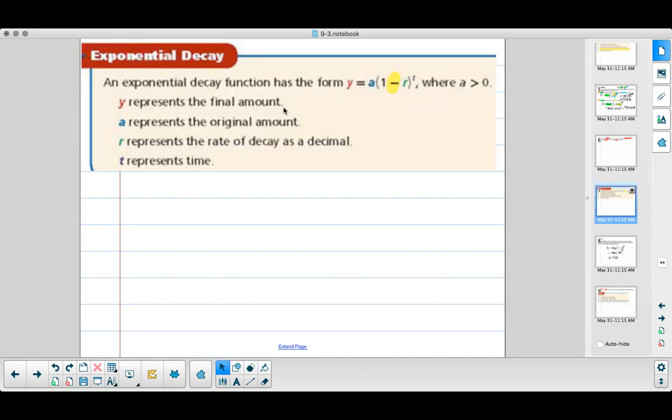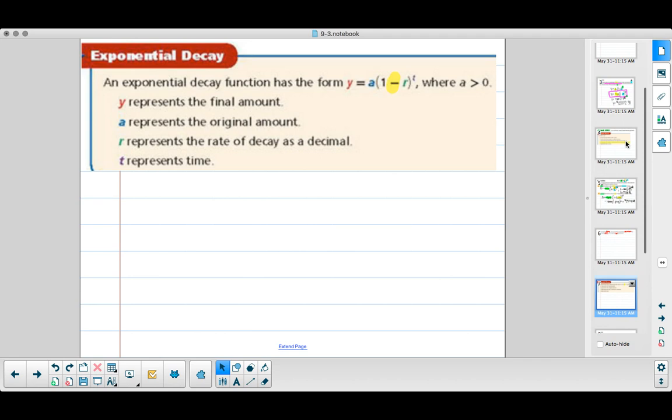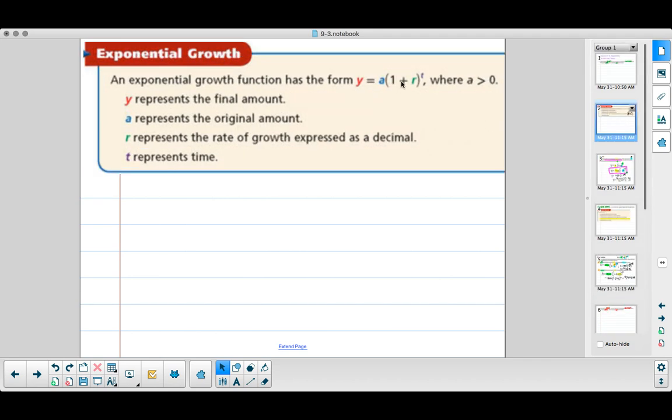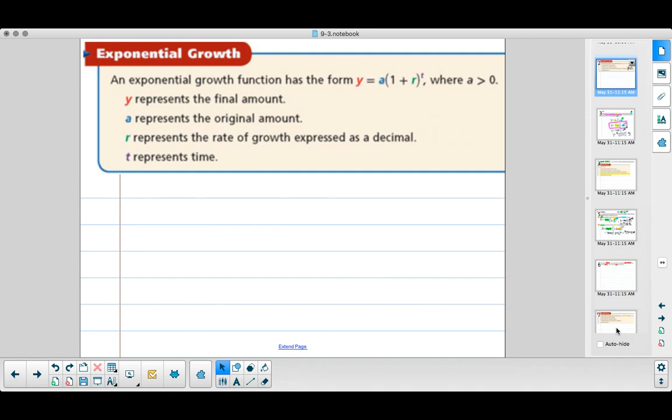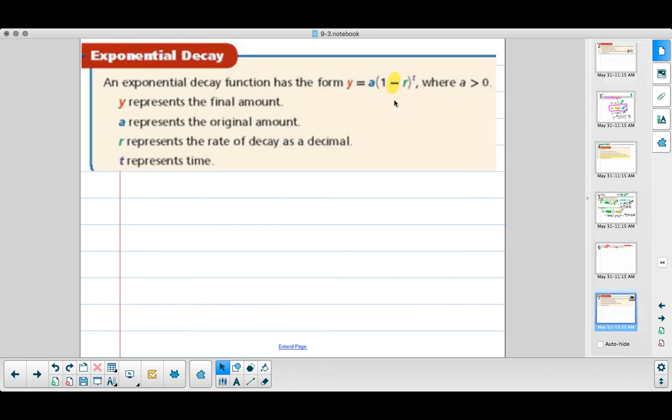Exponential decay is a function that has the form of y equals a times the quantity 1 minus r to the t power, where a is greater than 0. The difference between exponential growth and exponential decay, if you look, is that exponential growth had a plus sign in the formula, whereas exponential decay has a minus sign.